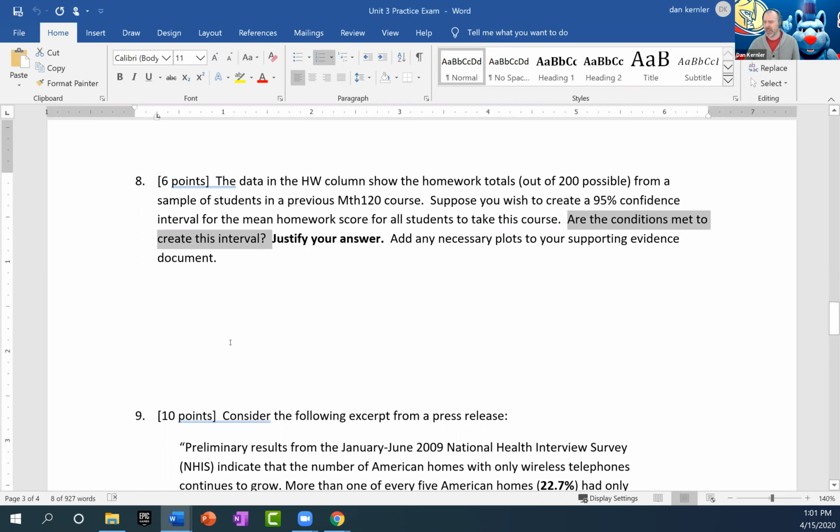So does anyone remember what the conditions are in order to be able to do a confidence interval about the mean? There's a couple of things that could be true here in order to do that confidence interval. It's either the QQ plot has to be linear. Okay, what is that testing? What are you looking to determine when you look at that QQ plot?